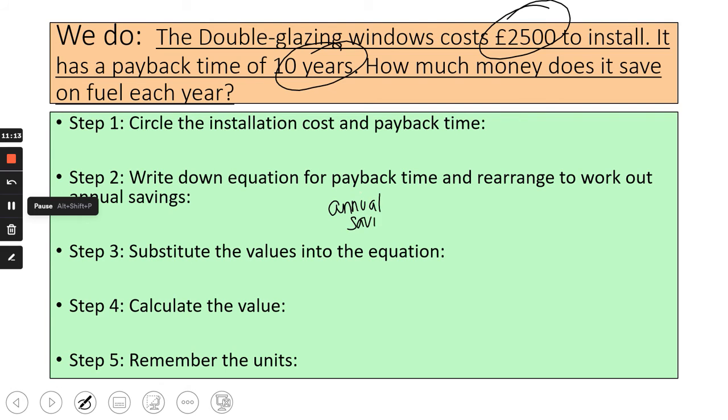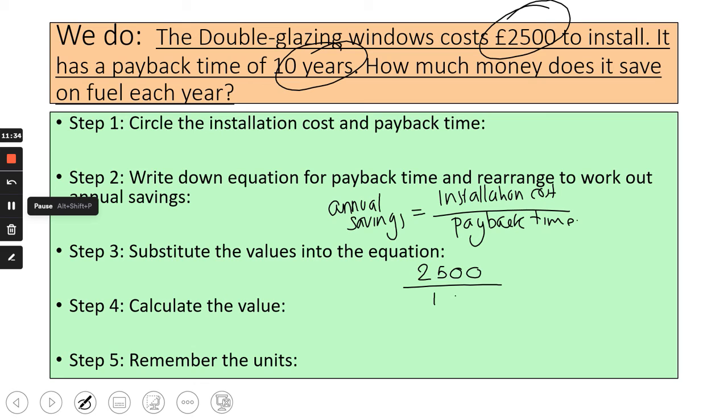So annual savings equals installation costs over payback time. So now pause the video and substitute the values into the equation. So you could have got 2,500 over 10. Pause the video and calculate the value. Should have got 250. And step 5, remember to write your units.